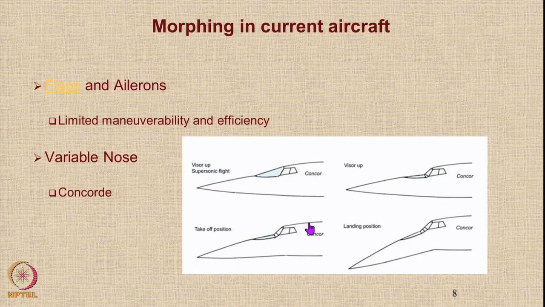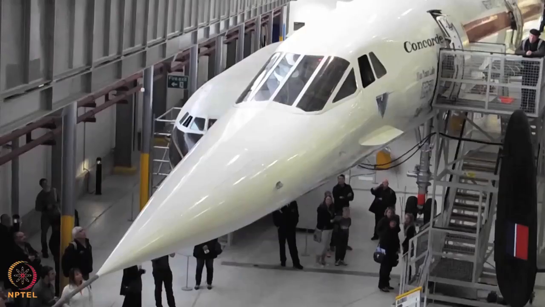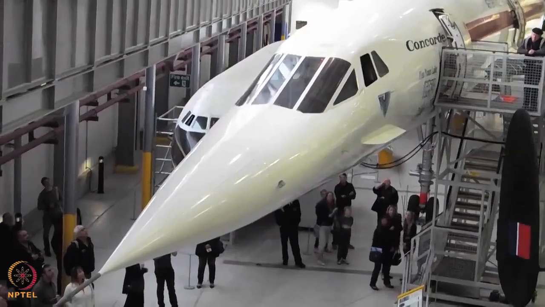Similarly, there is an example of morphing of the nose shape in Concorde, where there are 4 specific positions to which the nose of the aircraft can be deflected. So, let us watch a small video clip which explains these 4 positions and what the purpose is.